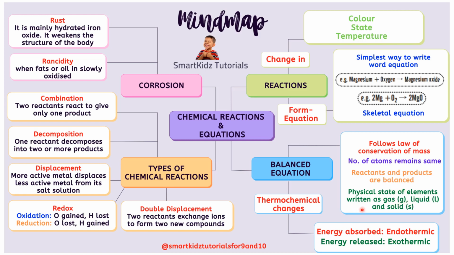Physical states of elements are written as G for gas, L for liquid, and S for solid. Also, sometimes they will write AQ in brackets, which means it's in the aqueous state. This is what contributes to the balanced equation. So first we speak about the physical changes in a reaction, and we speak about color, state, and temperature. Then we speak about the way reactions or equations are written.